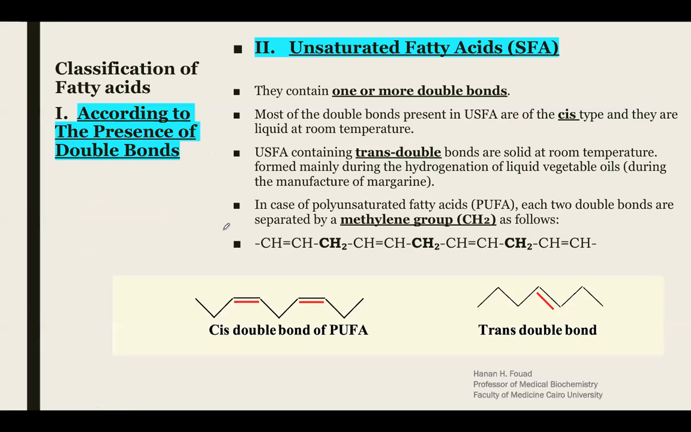Unsaturated fatty acids are classified according to the number of double bonds. Unsaturated fatty acids may have 1 or more double bonds. The unsaturated fatty acid may have 1 double bond. If you look here, there is 1 double bond. This is a bond and this is a bond.